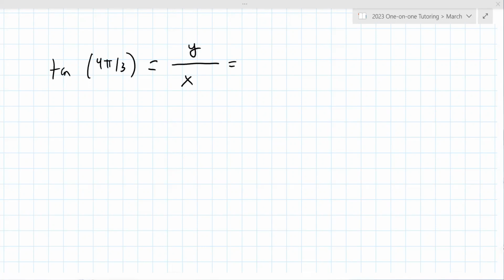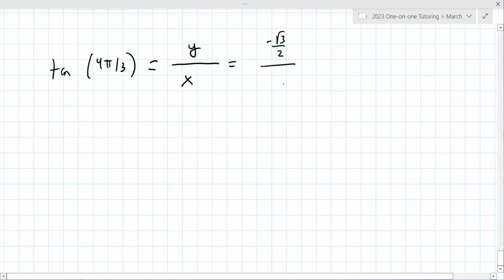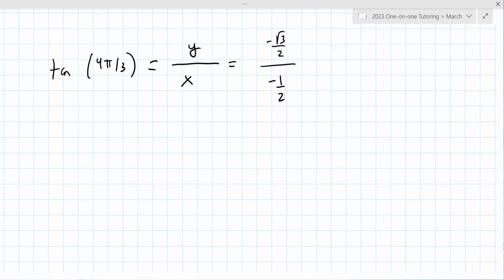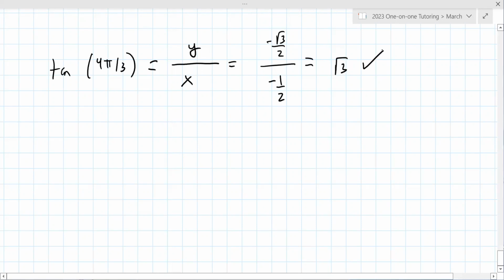So you would do negative radical 3 over 2 over, or you can do multiplied by 2 over -2 over 1. What goes on the bottom? Sorry, just making sure. Negative 1/2. Good. Okay, go ahead and reduce that. So that'd be radical 3. What did you say one more time? Radical 3. Yes. Very good.